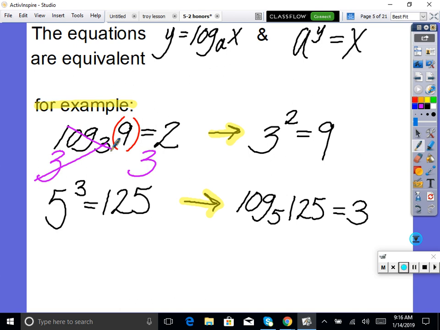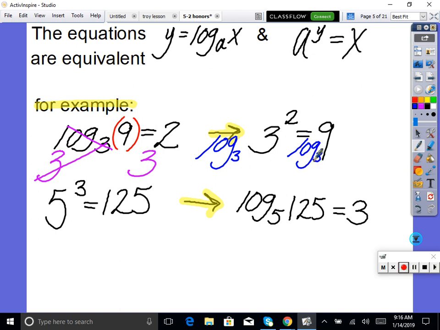So let's go the other way. If I said take 3 squared equals 9 and write it in its logarithmic form, you'd say, okay, I need to undo base 3 because I need it to be a log base 3. So what undoes a base 3? A log base 3. So you would log base 3 both sides of the equation.